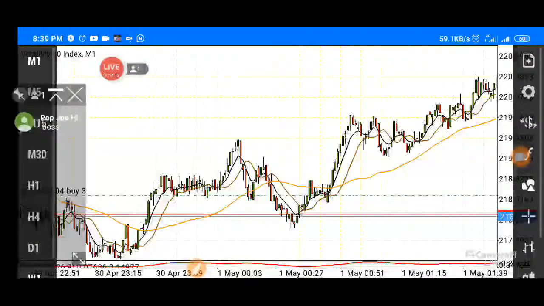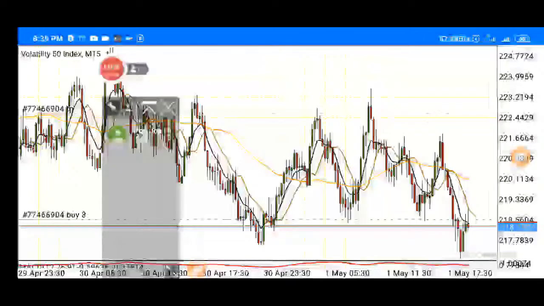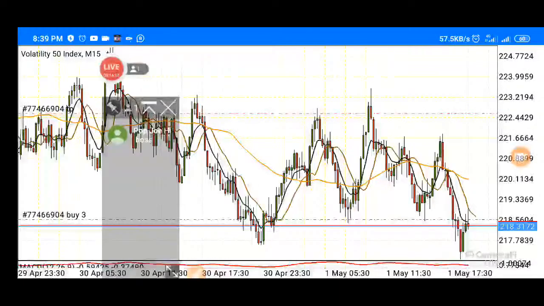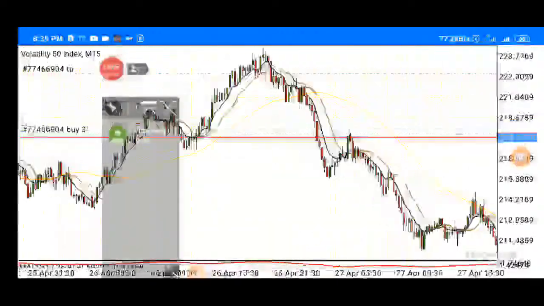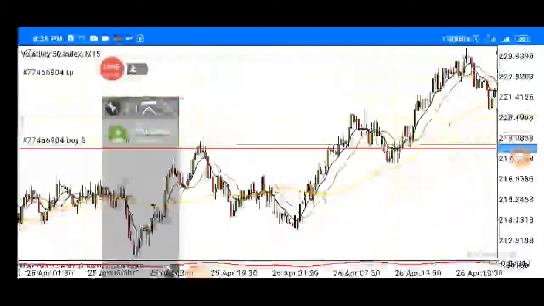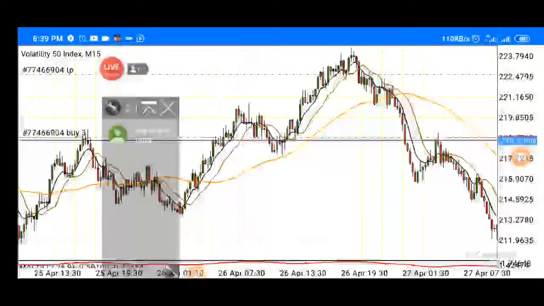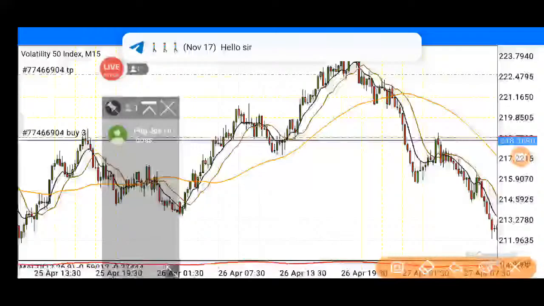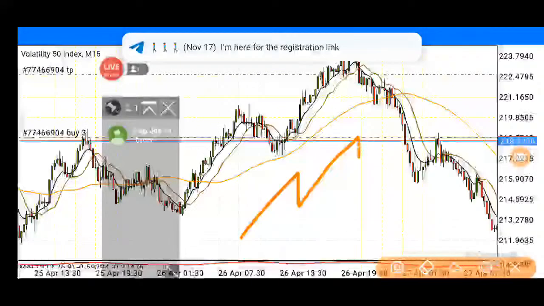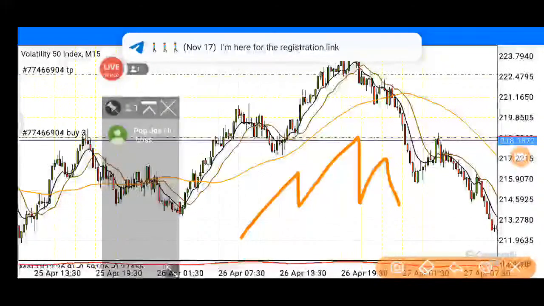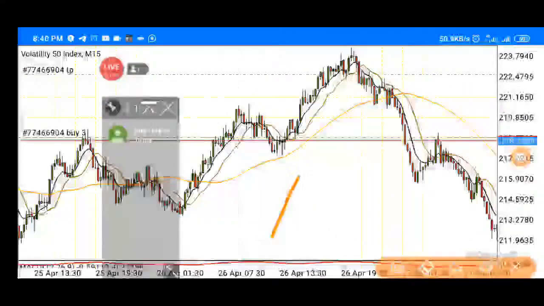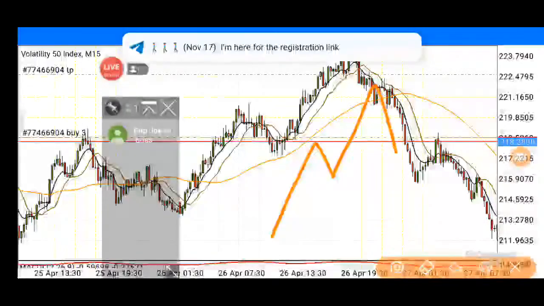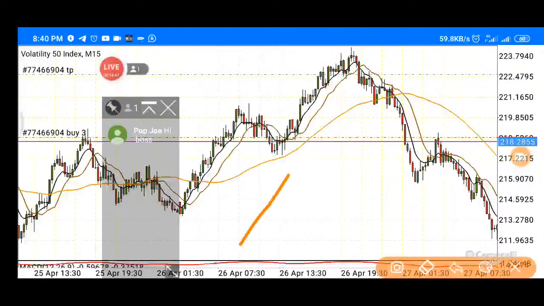This is 1 minute time frame. Let's go to a better time frame. Let's go to M15 and let's look for head and shoulders. This is a good one. Yeah, there are three types of head and shoulders. Let me quickly draw it. This is the first type. Excuse me, I'm not really good at drawing.